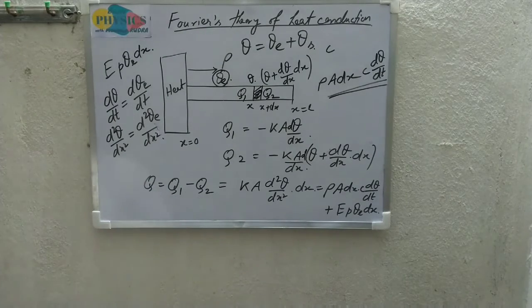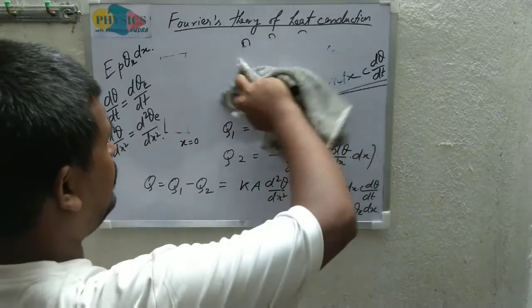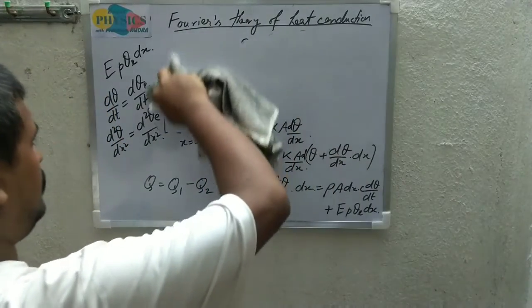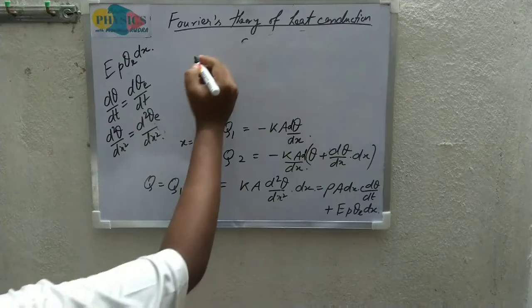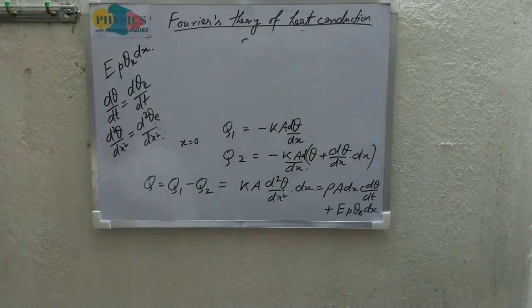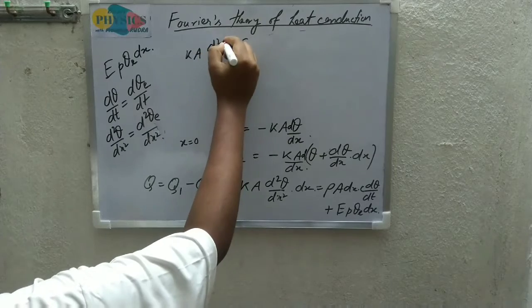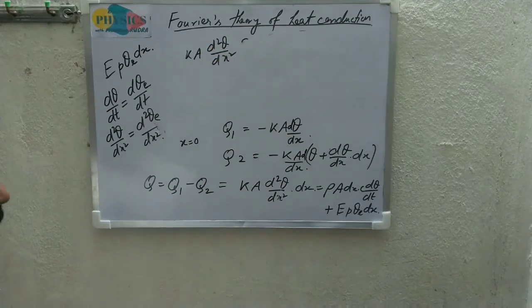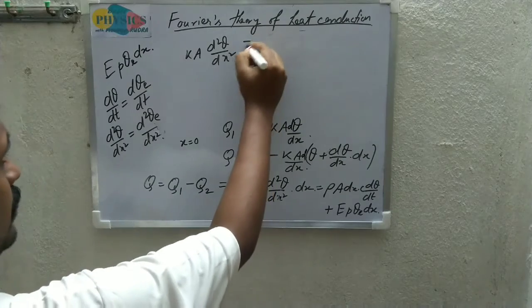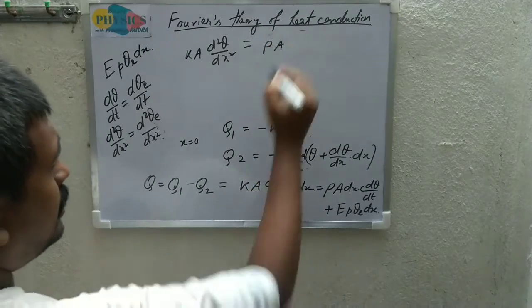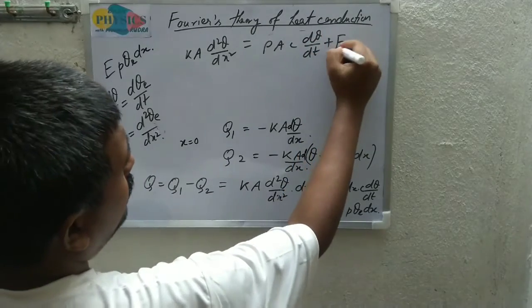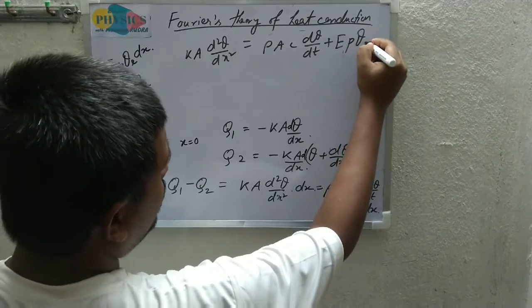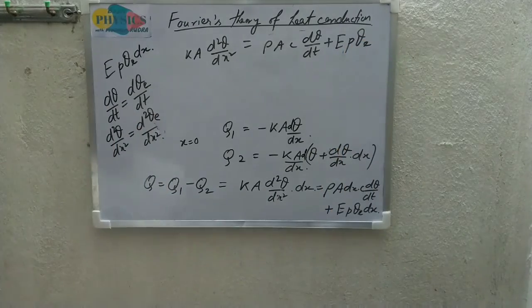Now put this value here, then we will get K into d2 theta by dx2 equal to rho A C into d theta by dt plus E P into theta E, like this.